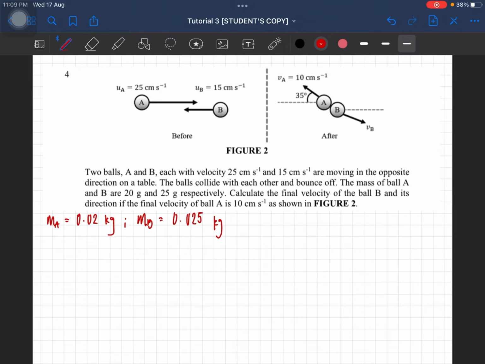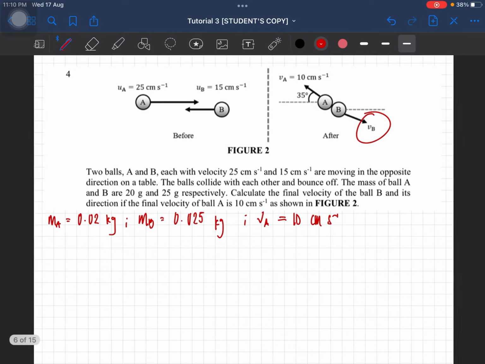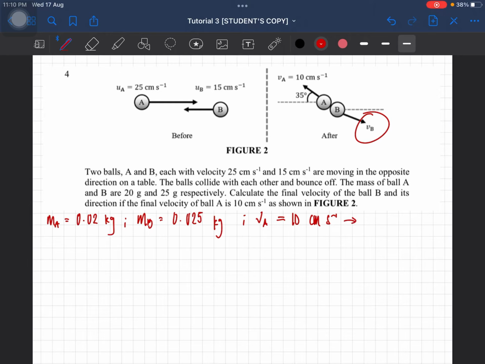Okay, all right, so now we have to calculate the final velocity of ball B and its direction if the final velocity of A is 10 centimeter per second. Since this is just per second, we can directly do 10 times 10 negative 2 meter per second. You can just directly do it that way.